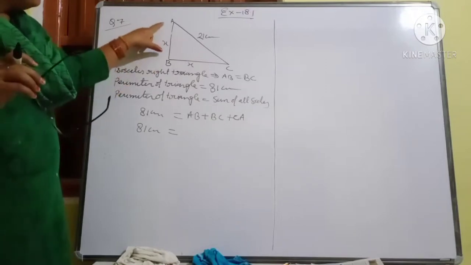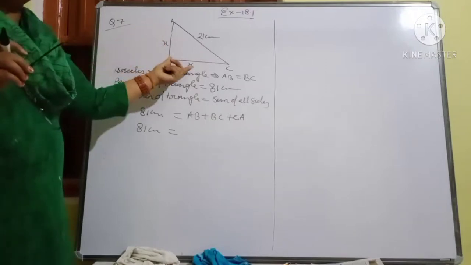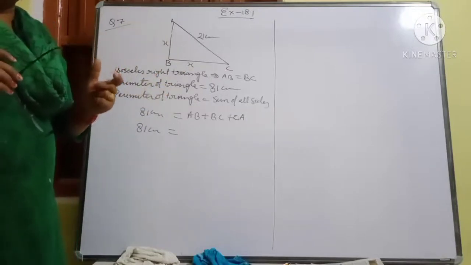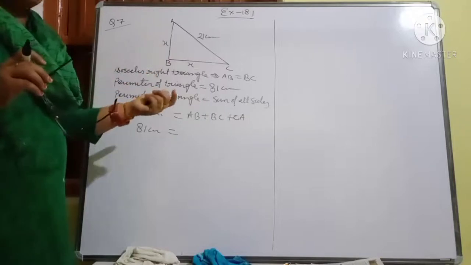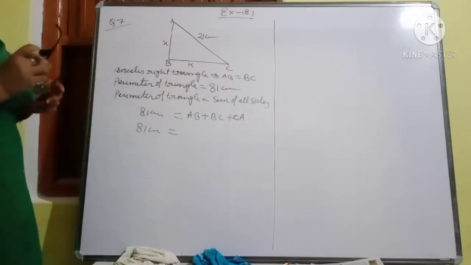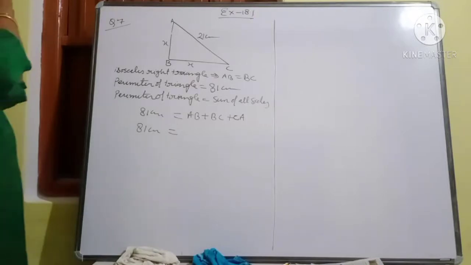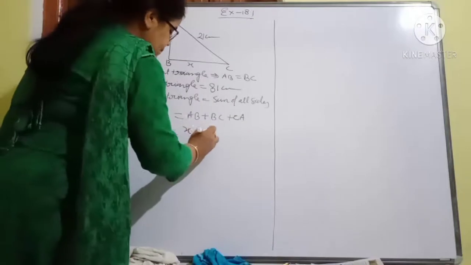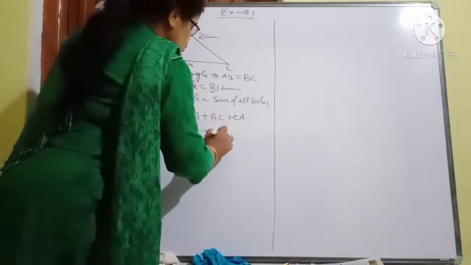So what are the rest two sides? AB and BC. Then they should be equal. They must be equal. AB and BC must be equal because we have been given the condition of an isosceles triangle. Now AB is how much? We have taken X. BC also we have taken X, and AC is equal to how much?